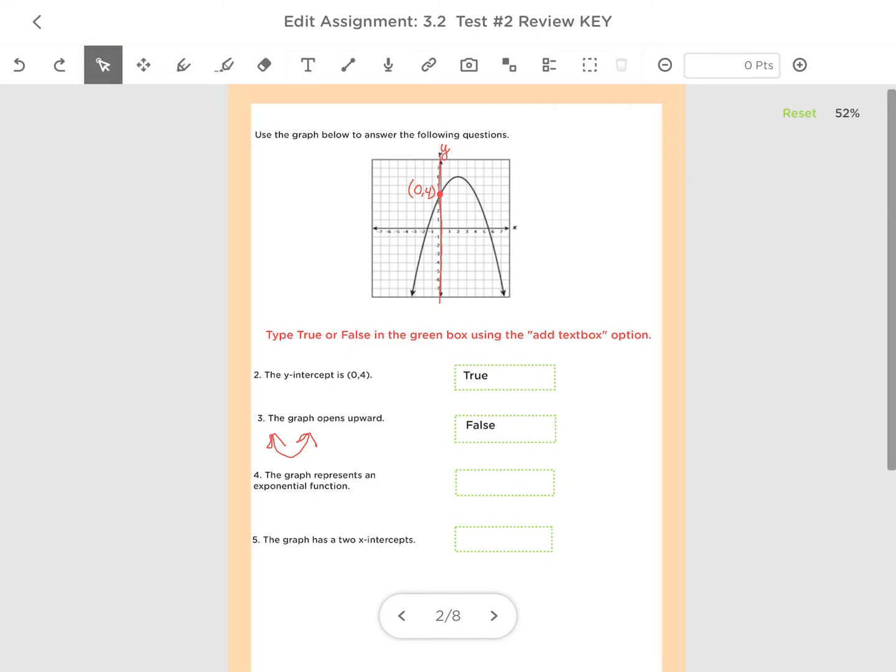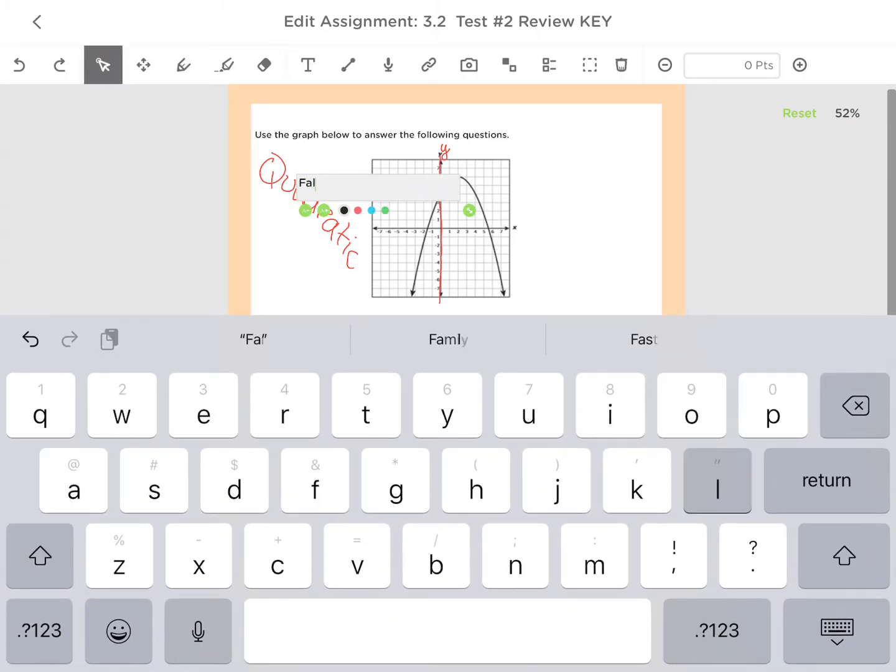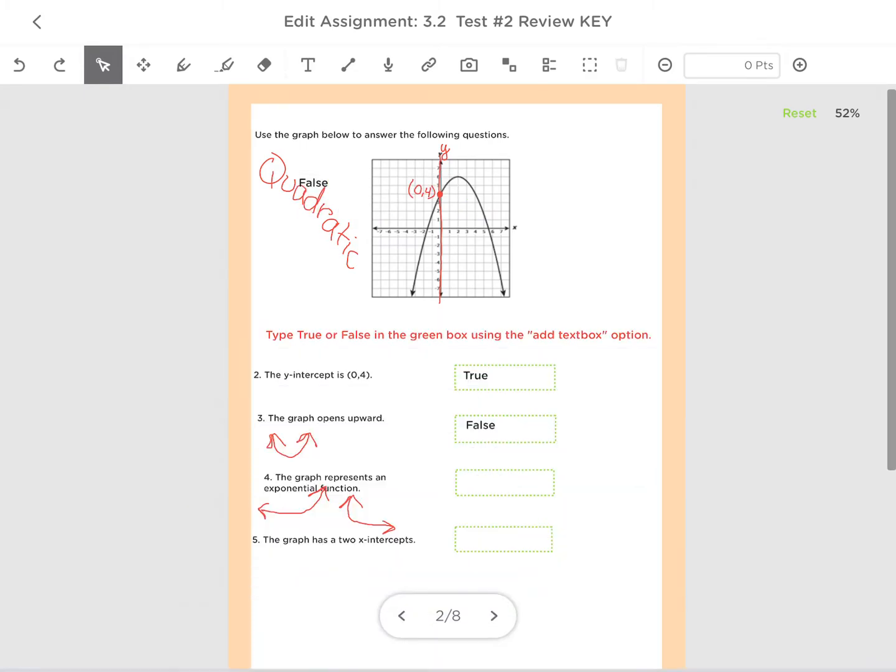Okay. The graph represents an exponential function. Well, remember, an exponential function increases or decreases quickly, like this or like this. That is a parabola, so it is a quadratic. So we're going to use our text box and type in false because that is a false statement. And then we're going to drag it to the box.